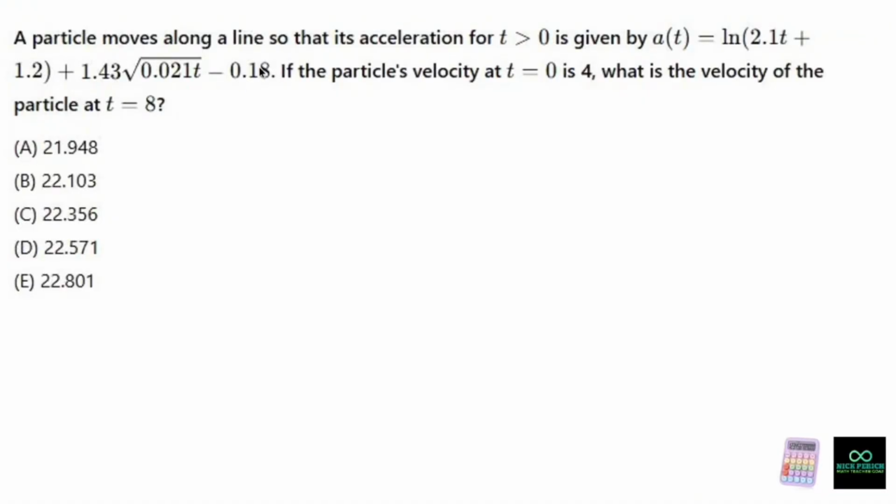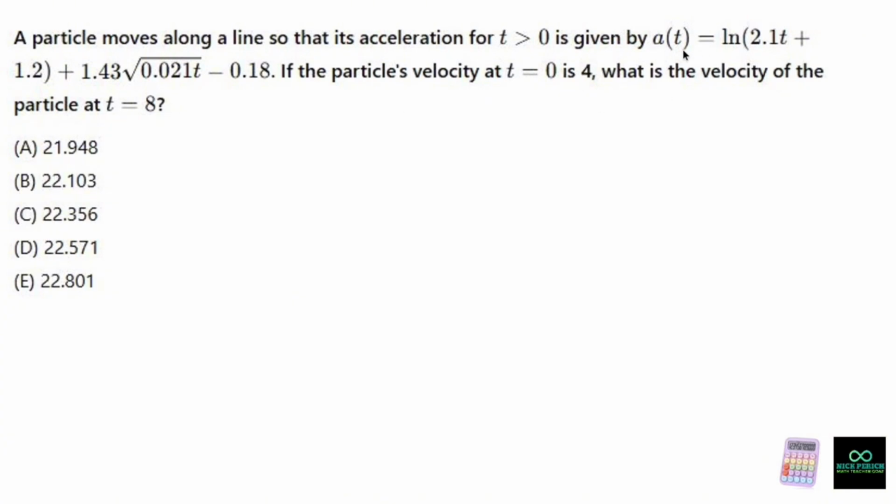A particle moves along a line so that its acceleration for any positive time t is given by a of t equals ln of 2.1t plus 1.2 plus 1.43 times the square root of 0.021t minus 0.18. If the particle's velocity at time t equals 0 is 4, what is the velocity of the particle at time t equals 8?